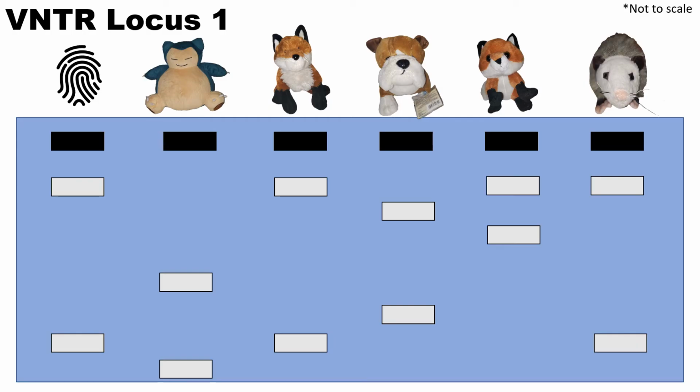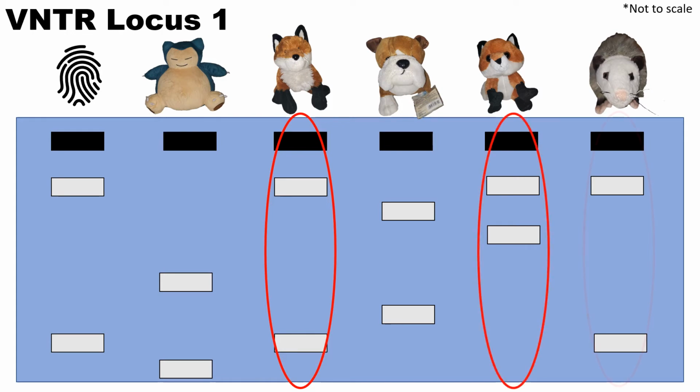First, we begin by looking at VNTR locus 1. Specifically, we will look at the gel under Suspect 1 and try to identify at least one matching allele. While Suspect 3 has a matching allele, so does Suspect 4.